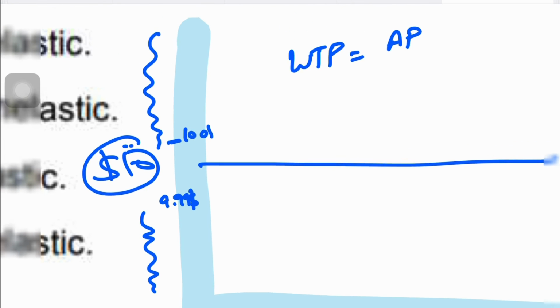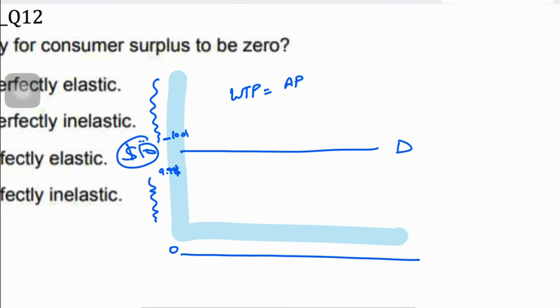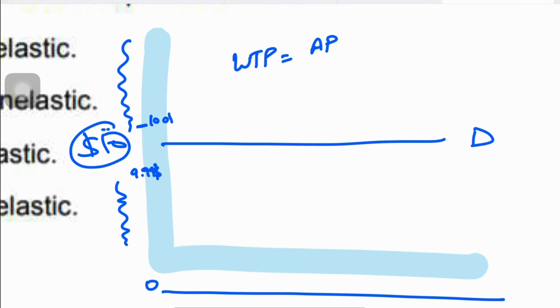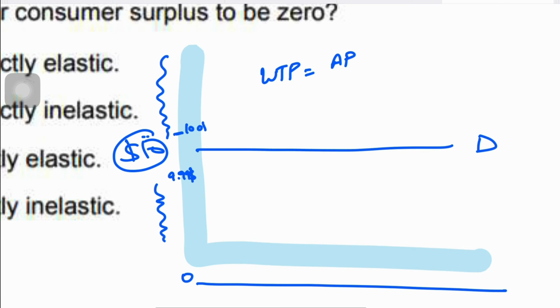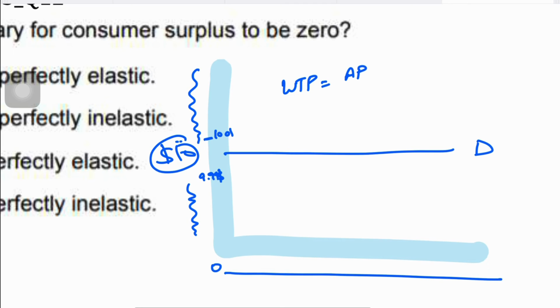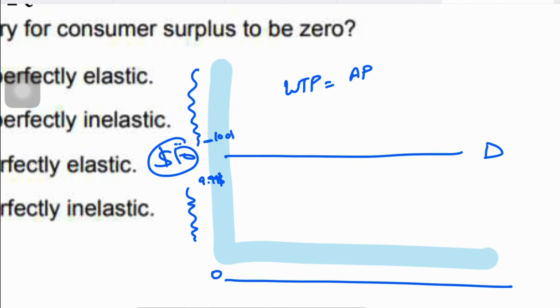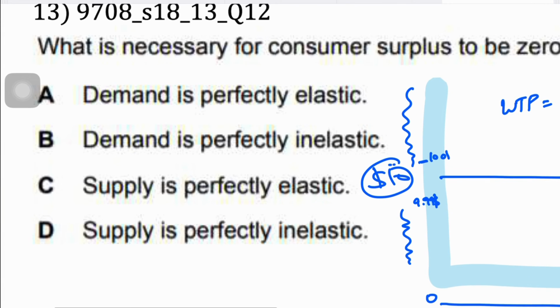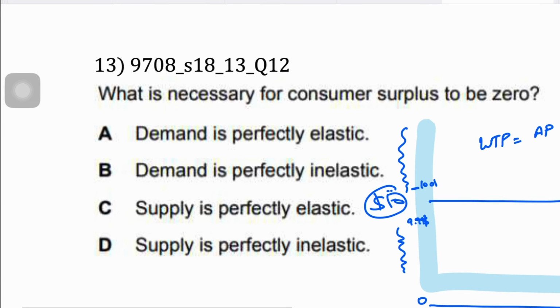So therefore, we say that at $10, every consumer's willingness to pay matches exactly the market price, leaving no consumer surplus, right? So when the demand is perfectly elastic, consumer surplus is zero, because consumers do not gain any extra utility from purchasing the good at a price that is lower than their maximum willingness to pay. They pay exactly what they are willing to pay, leading to no additional benefit represented as consumer surplus. And that explains why your consumer surplus is zero when your demand is perfectly elastic. So A should be the correct answer.